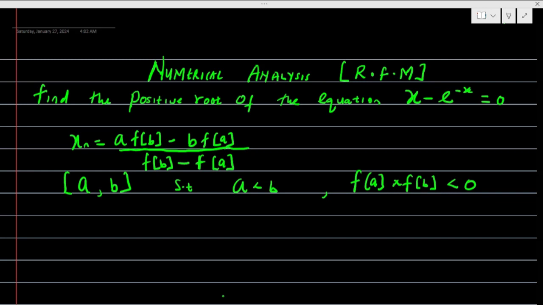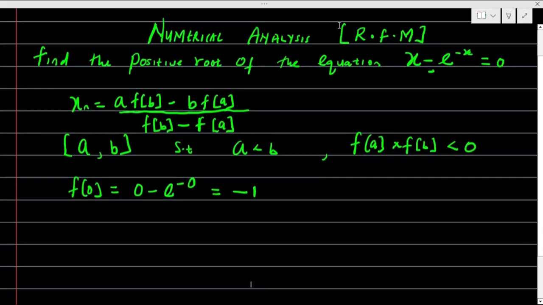We are still going to be using this function. We need two numbers such that when I input the first one in this function, it must give me a negative number, and when I put the second number in this function, it must give me a positive number. So let's try. When we have f of 0, anywhere I see x, I'm going to be putting 0: 0 minus e raised to power minus 0. When we punch this on our calculator, the answer will be minus 1, right? Very good.